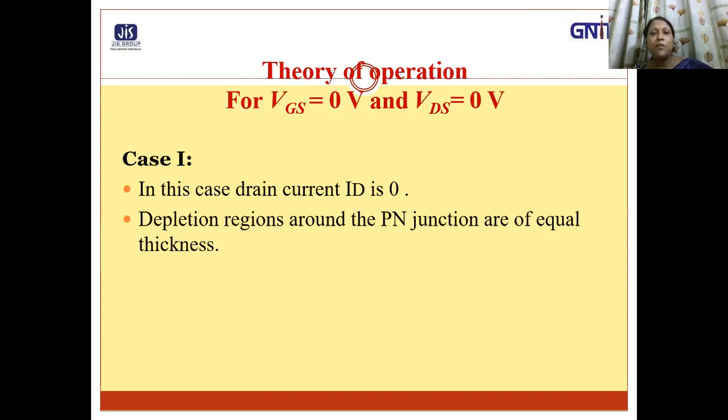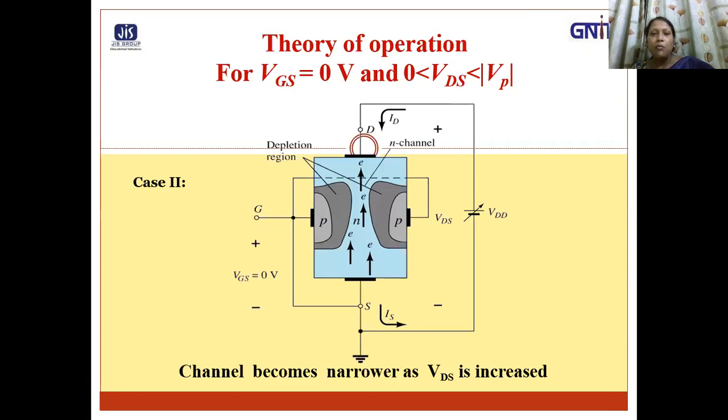When VGS is 0 and VDS is also 0, in this case drain current ID equals 0, because VGS equals 0 and the depletion regions around the P junctions are of equal thickness and symmetrical. Now this is case 2. Case 2 is when VGS is 0 and VDS is increased from 0 but less than pinch-off voltage, that is VP. For this purpose, JFET is connected to the VDD supply as shown in the figure.